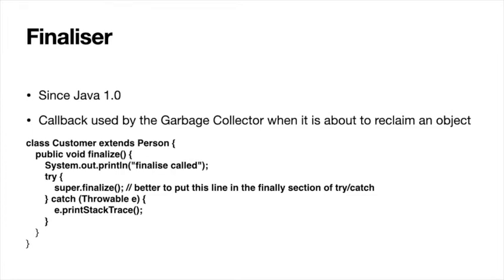You can see here, for example, the finalizer method in this customer class. This basically is called when the garbage collector is about to reclaim the memory. You can see here you have the finalize method, you have the super finalize, although it's better to put it into the finally section of the try catch in case of exceptions. So this is basically the structure of a finalize method.